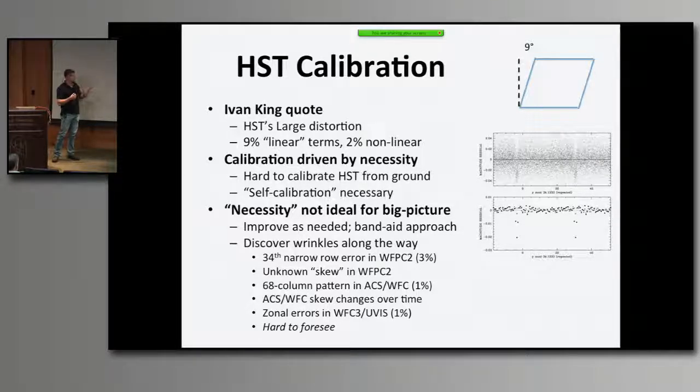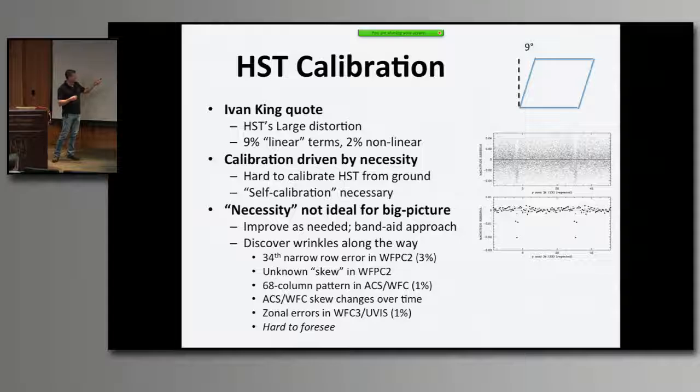And the reason that you need to do self-calibration with HST is that HST is the only thing that can measure the faint stars that are bright in HST with the precision that HST can use them to do a calibration. So from the ground, you don't really measure the faint stars in a dense enough field to calibrate HST.